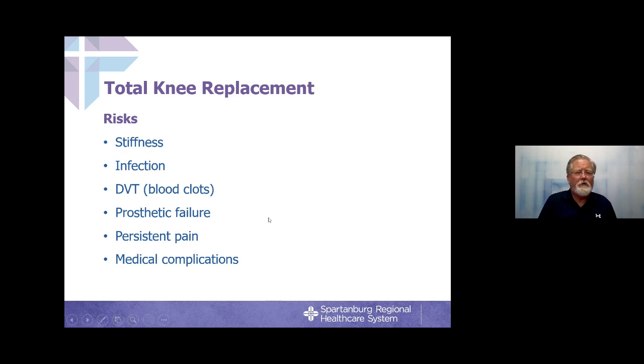Unfortunately, 10 to 15% of patients are going to continue to have pain. Some of the predisposing risk factors: if you have conditions like fibromyalgia or chronic pain, there's a higher chance that you're going to have pain afterwards. If you have preoperatively used opioids, those patients tend to have persistent pain. Patients with untreated depression tend to have persistent pain.